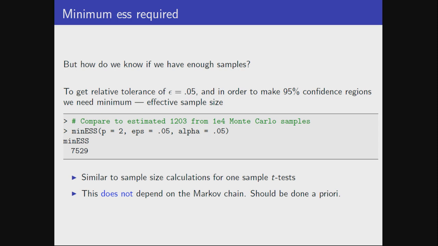The interesting thing is that this calculation does not depend on our Markov chain. So before your problem, you can find out what your p is, choose maybe default values or more fine-tuned values of epsilon and alpha, and you can figure out what your minimum effective sample size is. Depending on your Markov chain, it's going to take longer to cross this minESS threshold, right? If it's a slow Markov chain, it's going to take longer. If it's a fast Markov chain, it's going to reach that threshold faster.